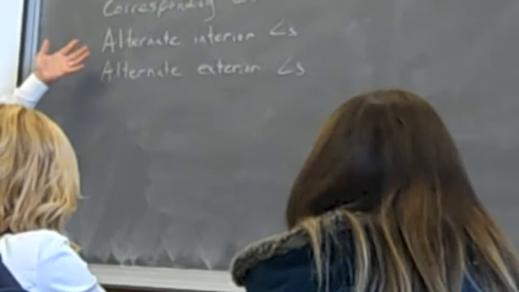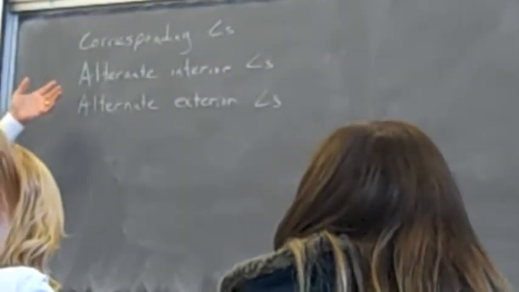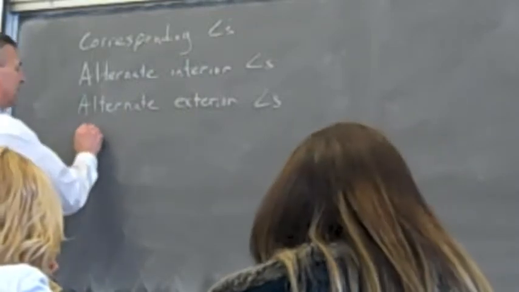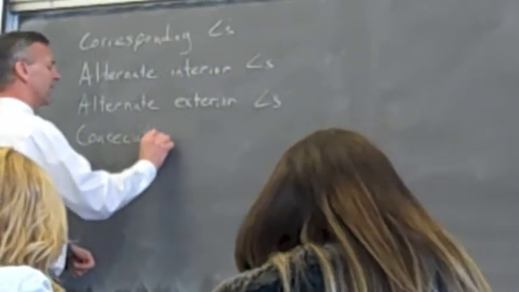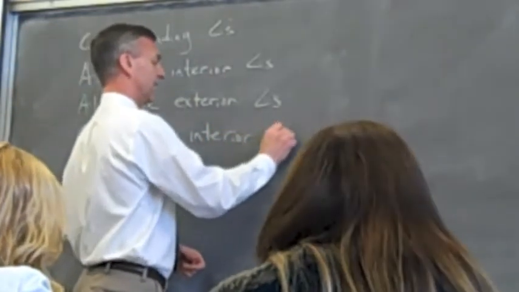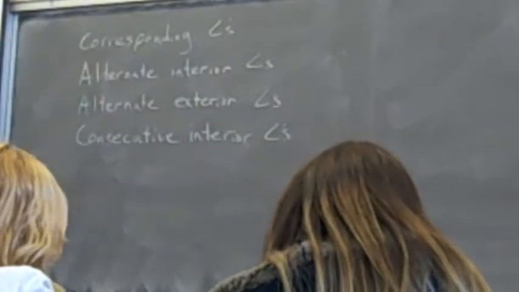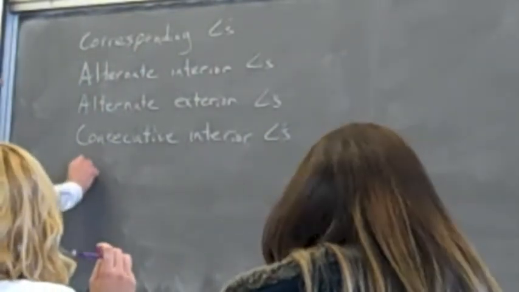The transversal that cuts them. Okay, that's not an angle, but that helped us to get the angles. There was another pair there that we gave you. Consecutive interior angles. Okay. Consecutive interior angles. And vertical angles.